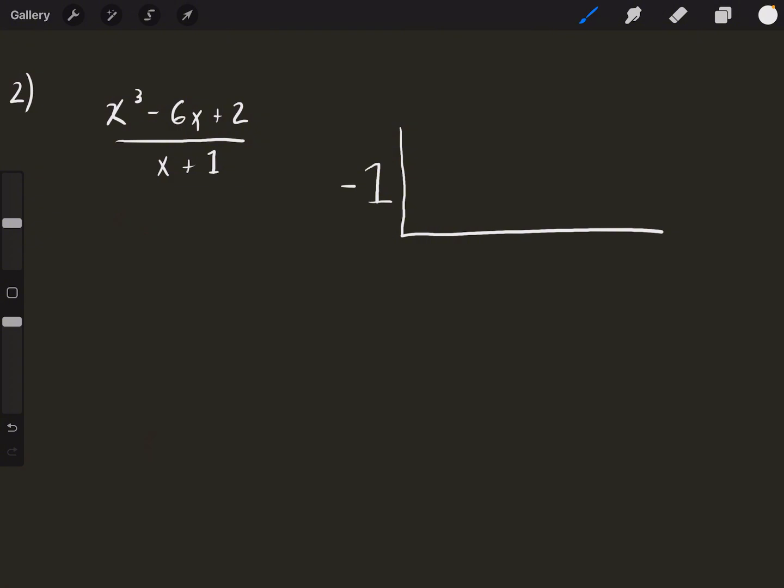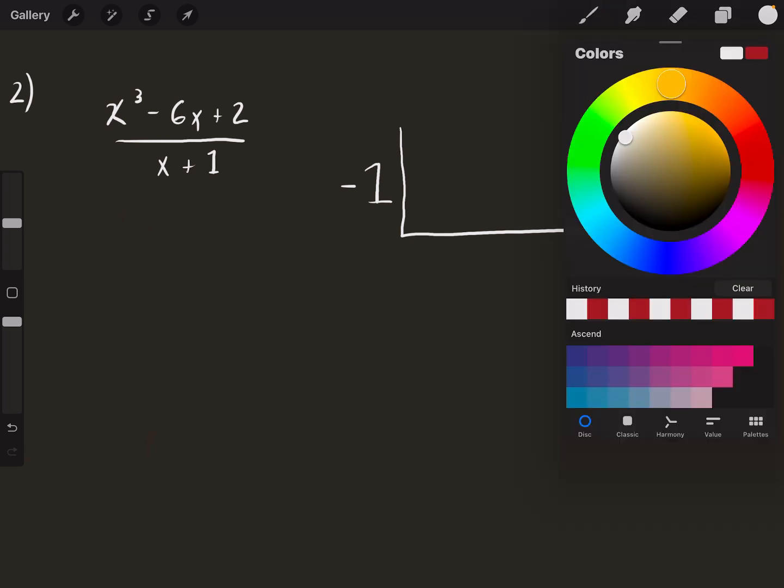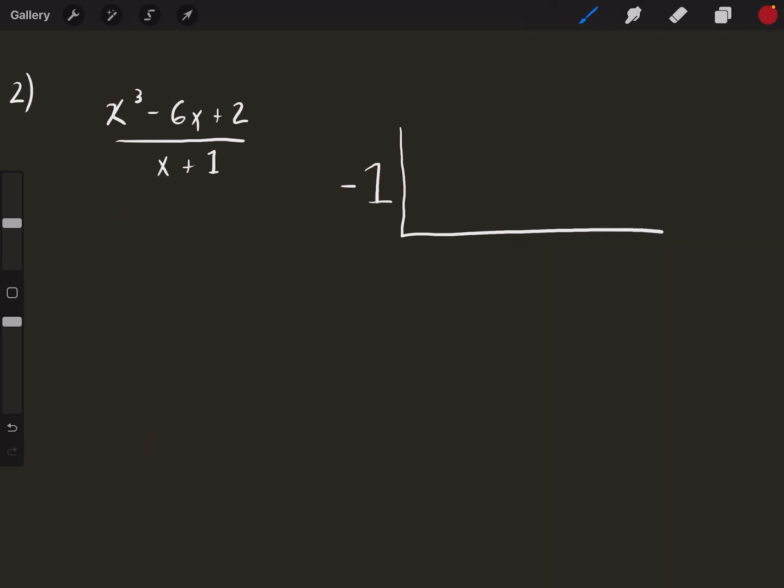Okay, for problem 2, I've already set up our L partially. So for our columns, we can see when we look at our numerator, we are missing an x cubed.